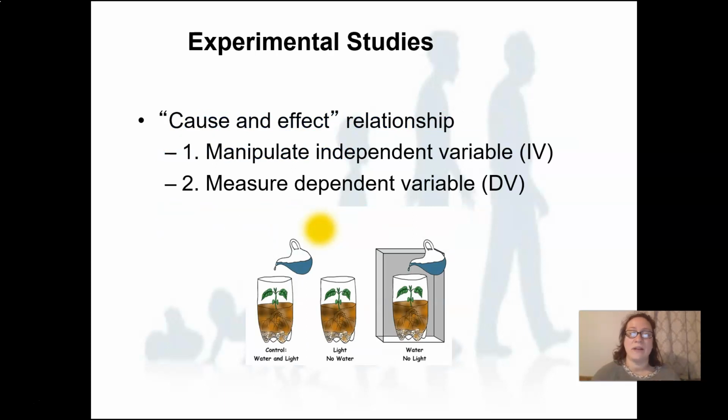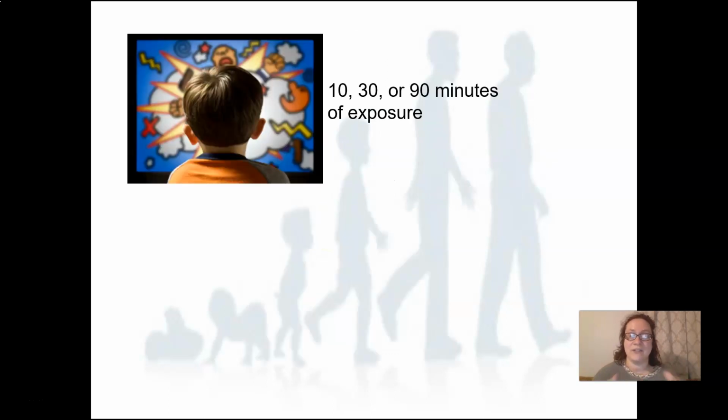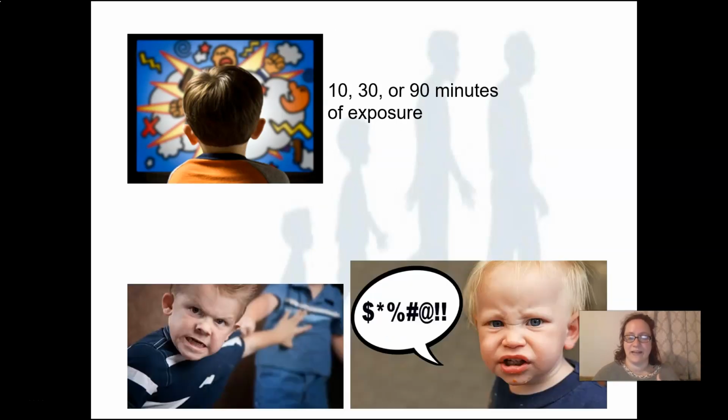So if we want to say one causes the other, we want to do things like experiments. So with this, we manipulate an independent variable, we measure then the dependent variable. You probably did this with science labs in the 2nd grade, where you give one plant water and you give the other plant Kool-Aid, and then you measure how well they grow. We can do this in human behavior studies. We give one kid 10, 30, or 90 minutes of exposure to violent television, and then we measure their violent or aggressive acts.